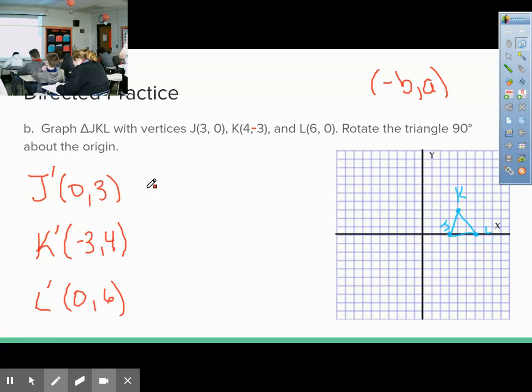All right, 0, 3. Would that be on the X-axis or Y-axis? Y. Okay, so there's the 3. There's J prime. K prime is negative 3, 4. So to the left 3, up 4. And L prime is 0, 6, which would also be on the Y-axis. Now, does this look like a triangle that was rotated 90 degrees? Absolutely does.